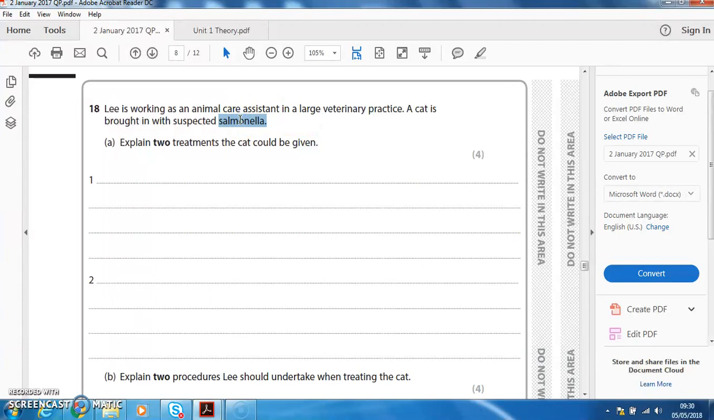A cat has salmonella. Two treatments. Well, salmonella is a bacterial infection, a disease. A disease can be treated with antibiotics. And secondly, if you get a disease, you always drink plenty of fluids to flush the disease out of the system. So antibiotics, and give the cat fluids.